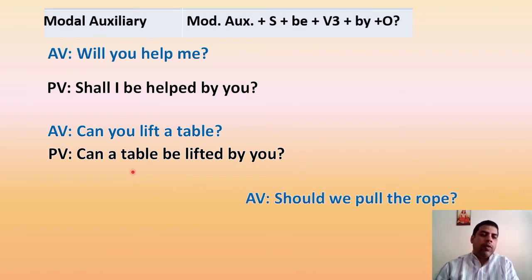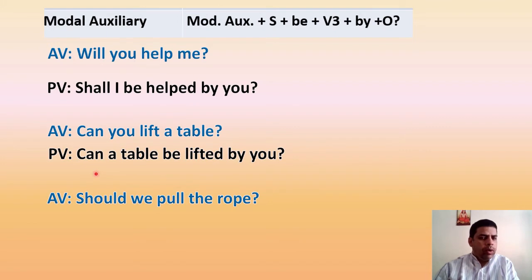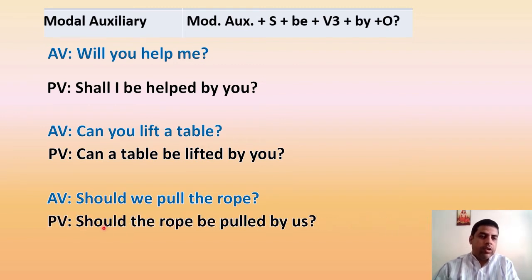Now look at one more example. Should we pull the rope? Same modal auxiliary we can continue, and the rope will become the subject. So should the rope, then we have be plus V3 plus by plus object. Be pulled, so pulled by us. Pulled is the V3 here. That way we will be able to convert the interrogative sentences which are starting with modal auxiliary.